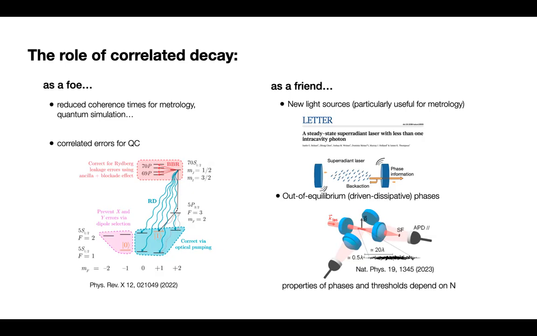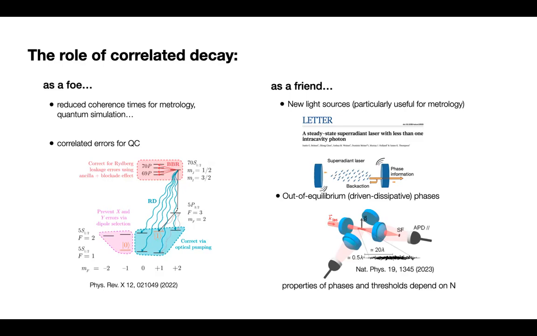For quantum computation, correlated decay is potentially even worse. This is a recent paper in the group of Misha Lukin, where they are looking at decay from the computational basis in a Rydberg atom. And this decay happens because of spontaneous emission. So now if this decay becomes correlated, this may violate the threshold theorem for quantum error correction.